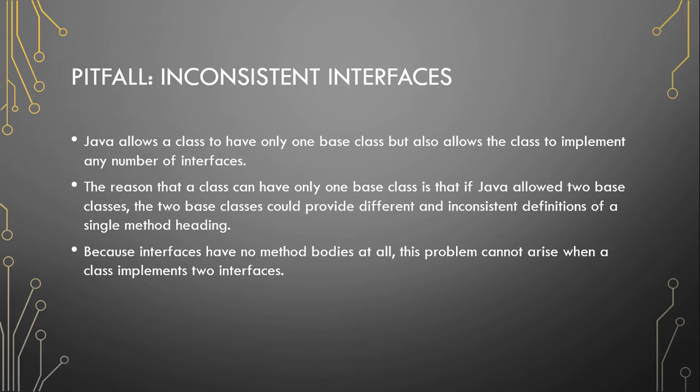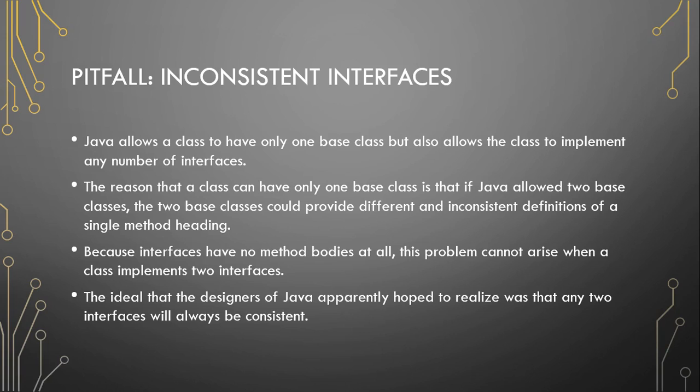Because interfaces have no method bodies at all, this problem can't arise when a class implements two interfaces. You don't have to worry about, let's say, two methods with the same name where one calculates the area and the other calculates the volume. In the interface, it's just a template. It doesn't actually have the definition in it until you implement it in your program. The designers always hoped that any two interfaces would be consistent. That was the whole idea behind interfaces.